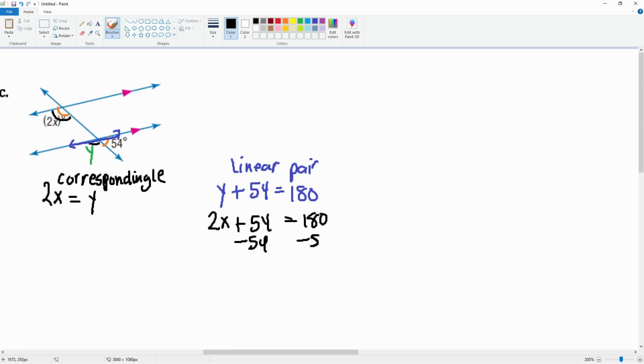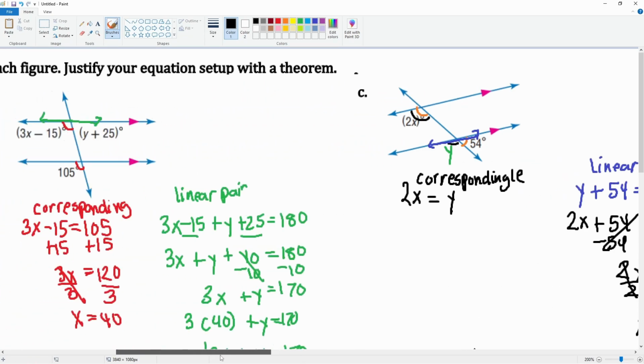Minus 54 to both sides. This cancels. 2x is equal to 180 minus 54. This gets you 126. Divide that by 2 to both sides. This cancels. x is equal to 60 degrees. So there you go.